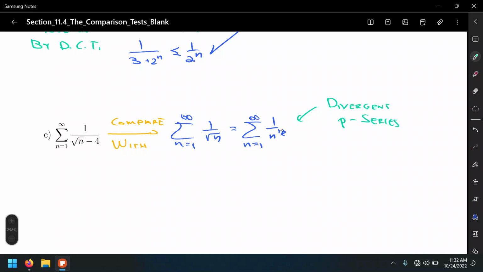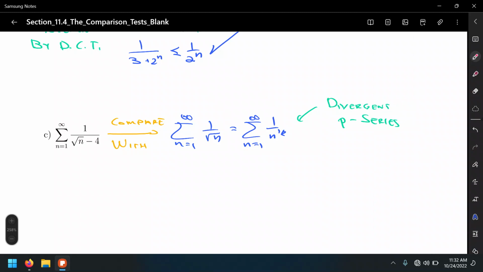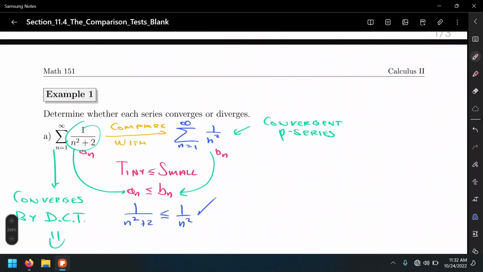Because this is 1 over n to the p power, and that power p is 1/2, and that number is less than or equal to 1, which falls in the category of divergence for this criteria in particular. Alright? Well, so in this case, because we came up with a divergent series, let's go back to our definition box in the previous page.